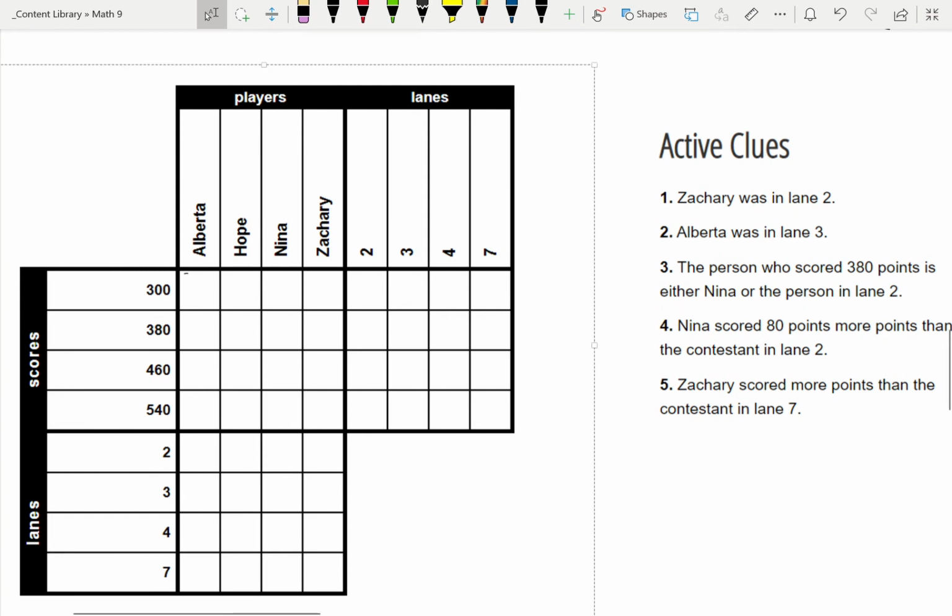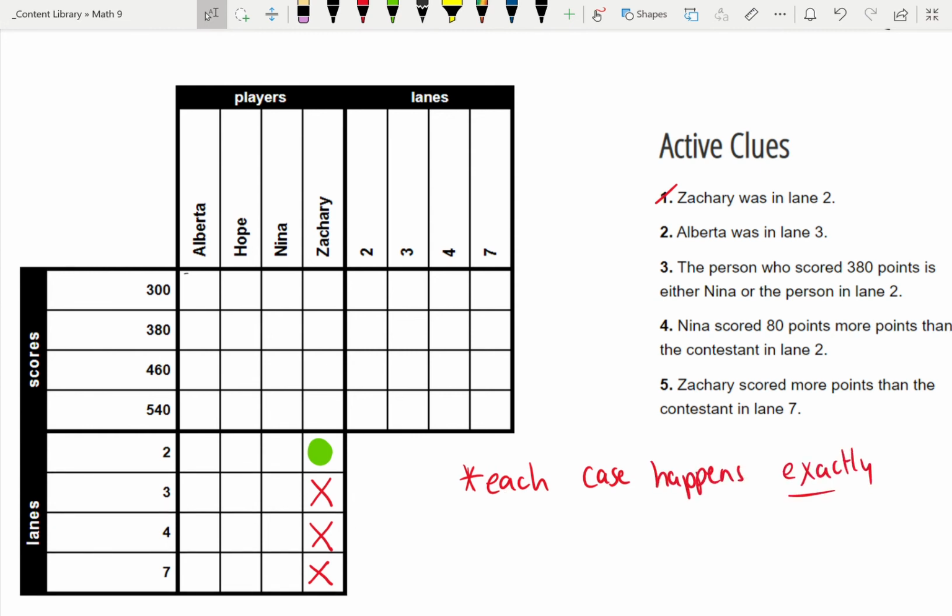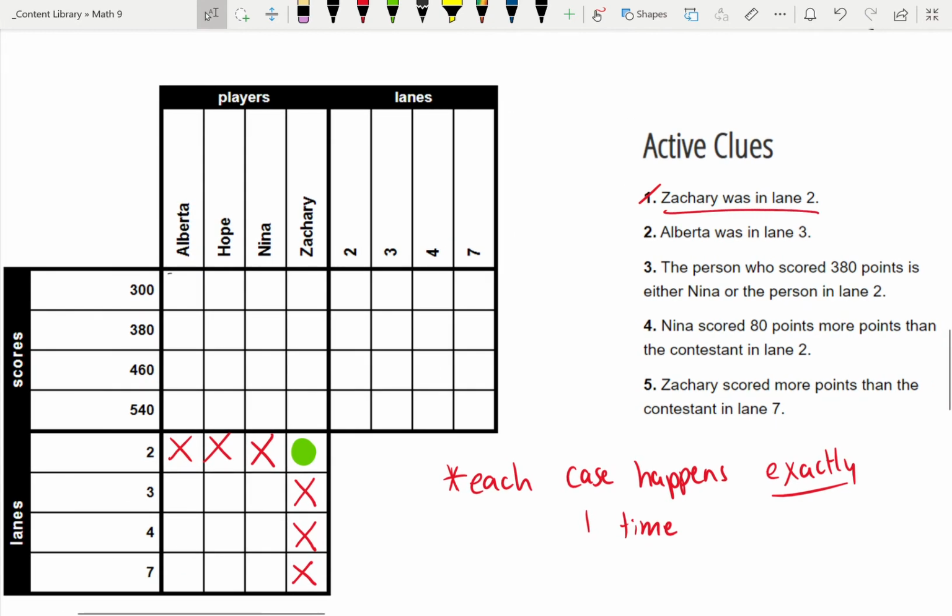So first clue, Zachary was in lane 2. So it right away tells me Zachary was in lane 2, so I find lane 2 and Zachary. Now that implies more information than that. With these problems, if Zachary is in lane 2, then that means he's also not in lane 3, lane 4, or lane 7. And another thing about these is that each case happens exactly 1 time. So for example, if Zachary is in lane 2, then that means that Nina, Hope, and Alberta are also not in lane 2. Now, I don't know anything else from that information, but I have gone from just knowing one piece of information to actually knowing 7 pieces of information. I know where Zachary is not, and I also know that one place where Nina, Hope, and Alberta are not.